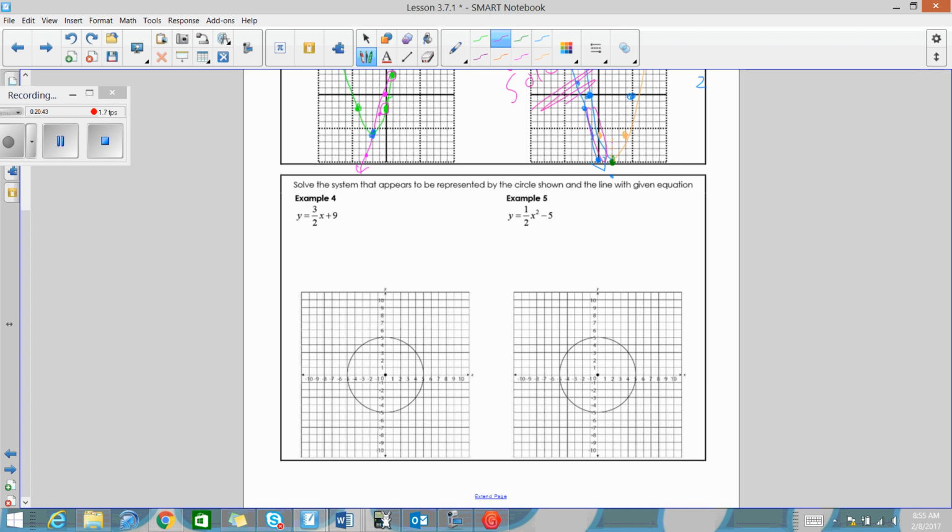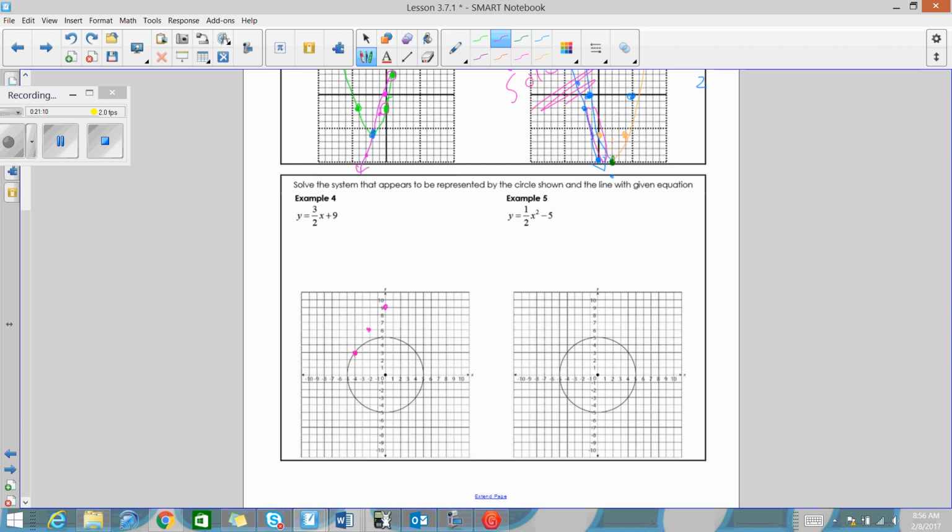So this is solving a system that appears to be represented by the circle below. So I have a circle that's right here. All right, all we're going to do is graph these lines and see how many times they touch. Now this is a quadratic. Now the line's easy. The line, you start by graphing 9, and then our slope is 3/2, so that means up 3/2, or down 3, left 2, down 3, left 2.